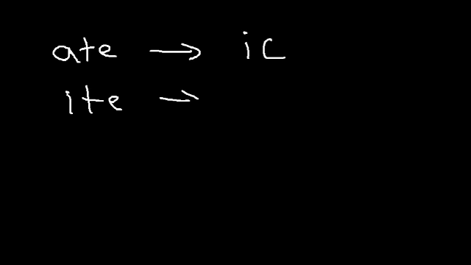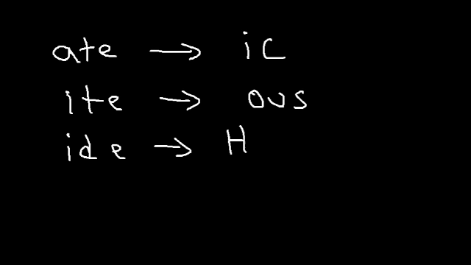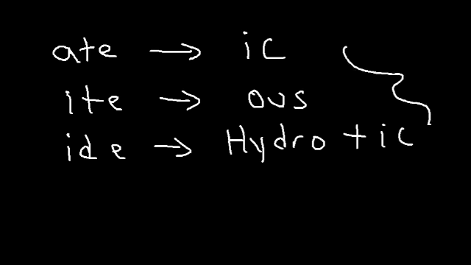Now the next thing that we need to go over is the nomenclature of acids. Whenever you see a hydrogen to the left of a nonmetal, it's an acid. Now there's some things that you need to know. ATE is associated with ic when writing the name of the acid. ITE is associated with ous, and IDE will have the prefix hydro and the suffix ic. And for all of these, add the word acid.